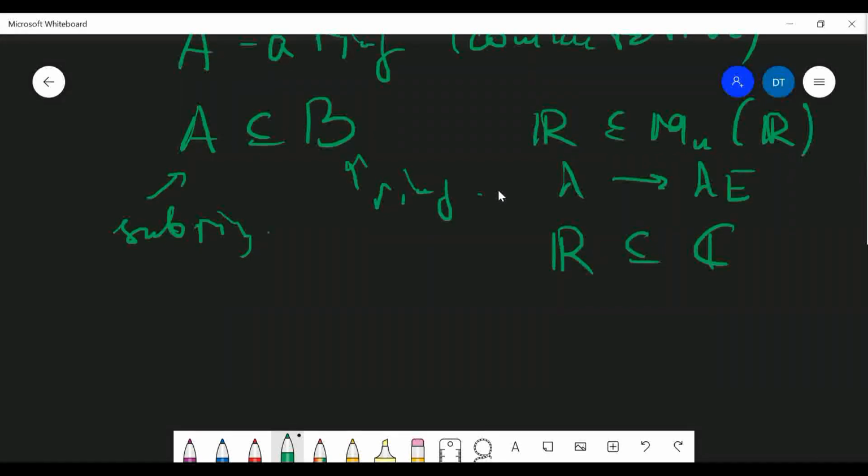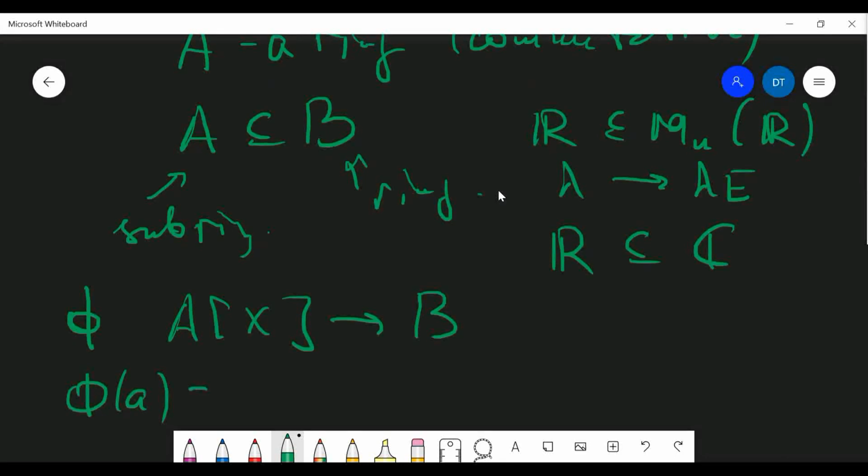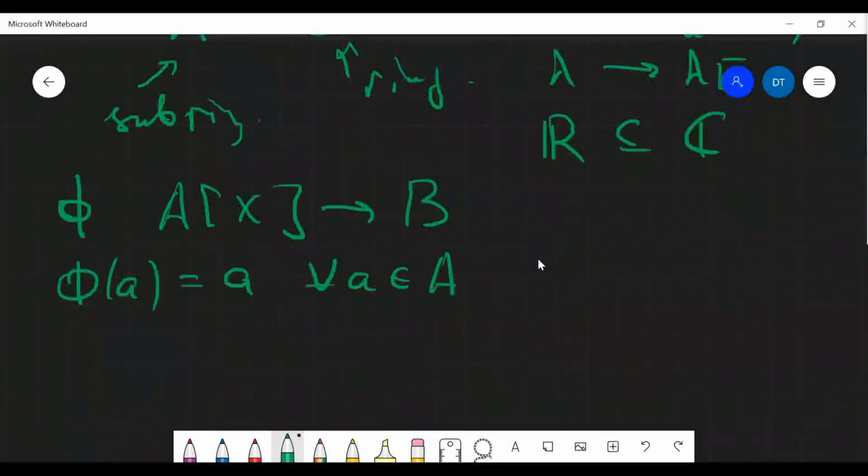And now I want to find all possible homomorphisms from A of X to B, but with the additional assumption that phi of a equals a for any element a from the ring A. So I don't want to act on the coefficients. I just want to map the coefficients to exactly the same elements. Then all such homomorphisms are also described by the image of X.